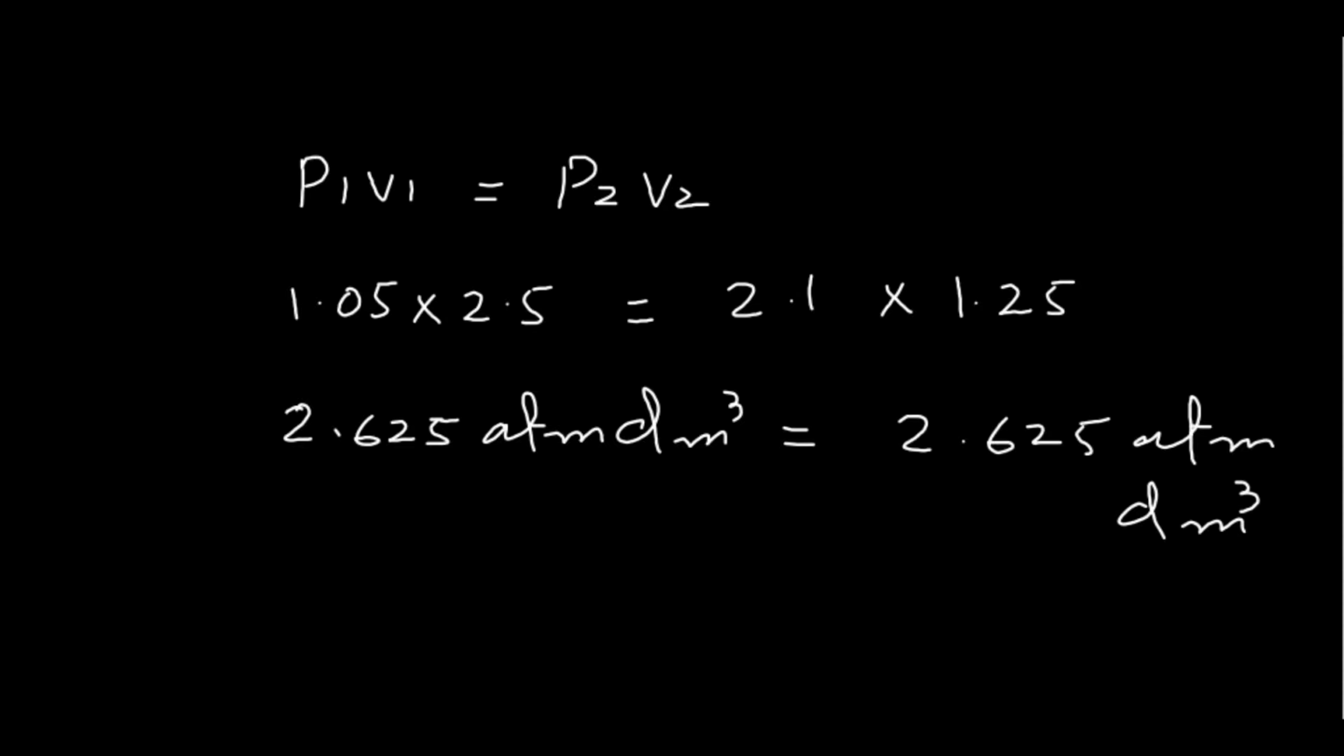This calculated result agrees with the pressure volume relationship according to Boyle's law. We know according to Boyle's law, the product of initial pressure and volume is equal to the product of final pressure and volume. I hope this numerical is clear to you. Now we will see the next numerical which is given to us.